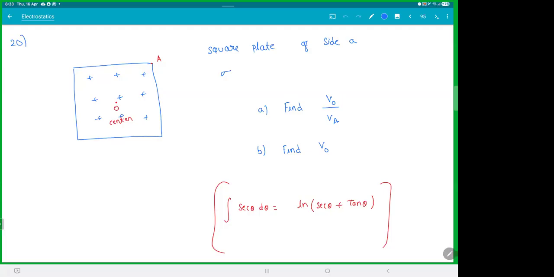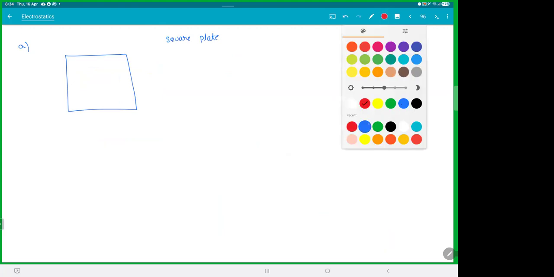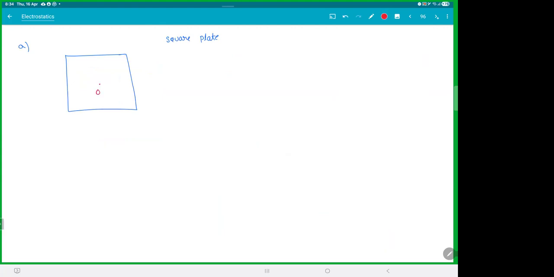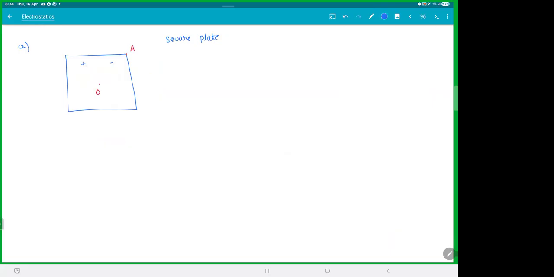Let's find the ratio V naught by VA. That would be a pretty good means question, actually. Let's start from there, then we will see V naught. So, let me show you one, and then I'll ask you one more. So, we have the square plate. This is O, and this is A. Everywhere there is a positive charge density sigma.